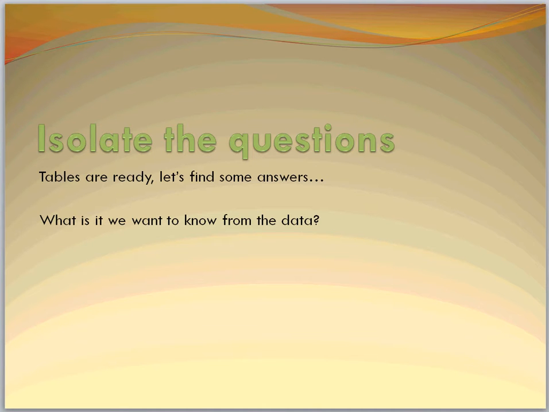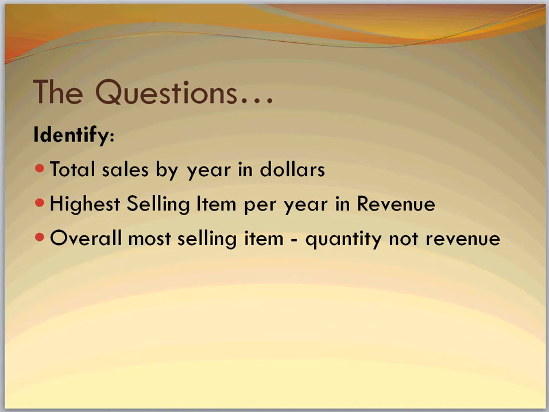So our next part then, the questions. We have the data set up, so now we need to find some answers. So what are the questions we have? What do we want to know? The first question is, what is the total sales by year in dollars? Next, I want you to figure out the highest selling item per year in revenue. So each year, what item sold the most? Then the next question is the overall most selling item in quantity. Not talking about how much money we made off it, but how many units actually moved out the door. So you're not going to use that extended price for that one.